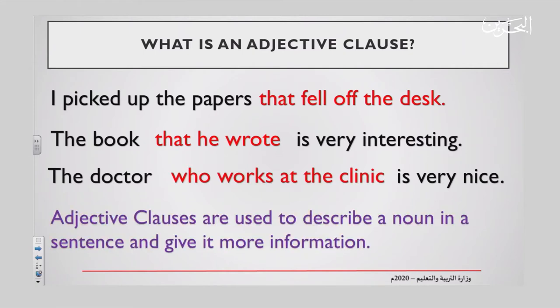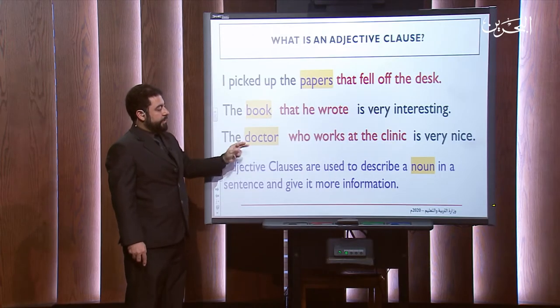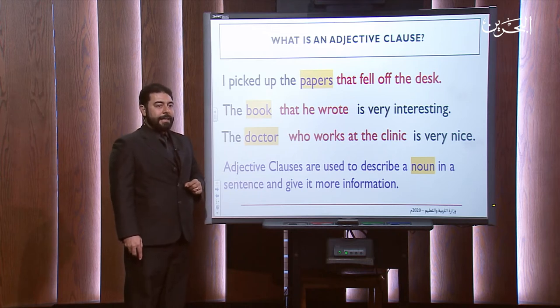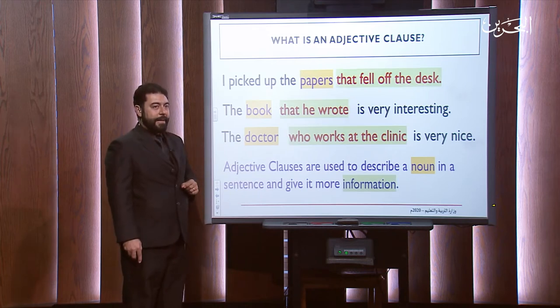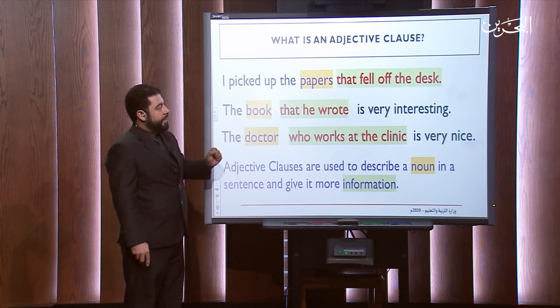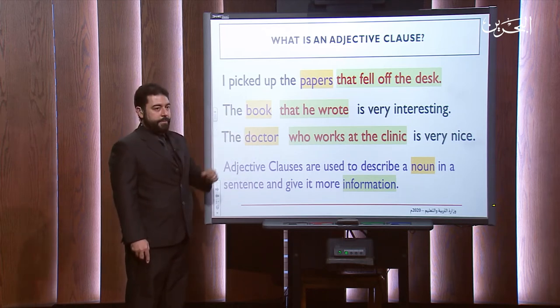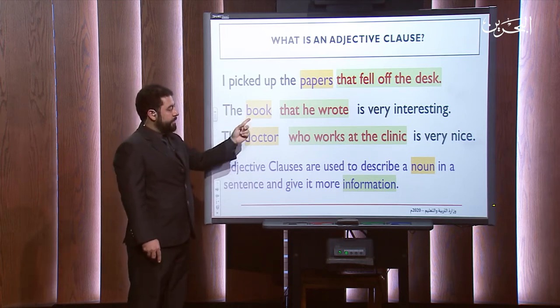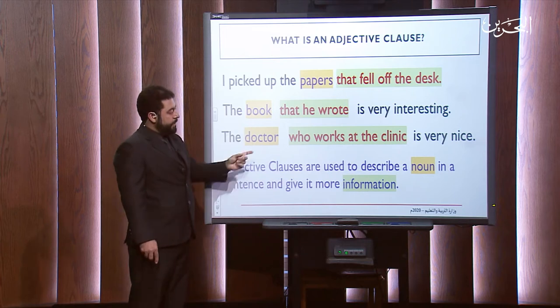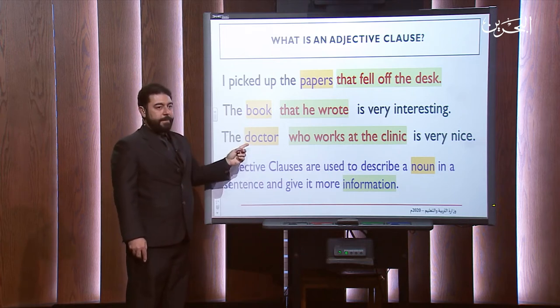So, adjective clauses are used to describe a noun. Notice that papers, book, and doctor are nouns in a sentence, and the clause gives them more information. That fell off the desk is more information about the papers. Also, that he wrote is more information about the book. Who works at the clinic is more information about the doctor.